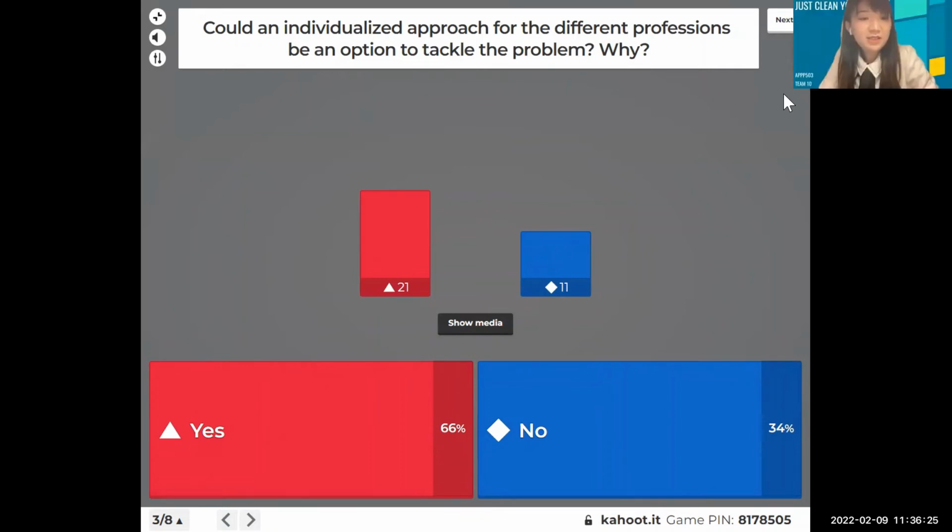Good, good. I like the idea of tailoring the message to a different group. Nasib, you want to share your idea?